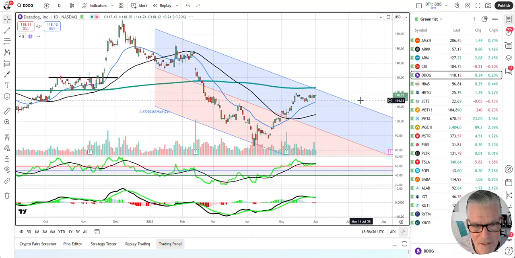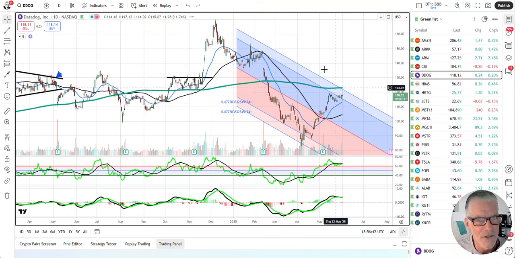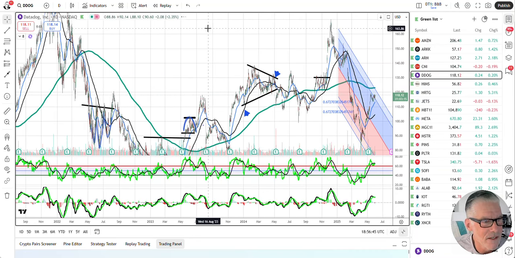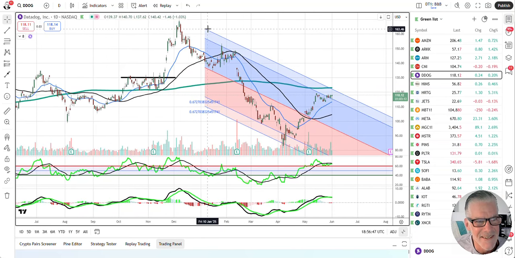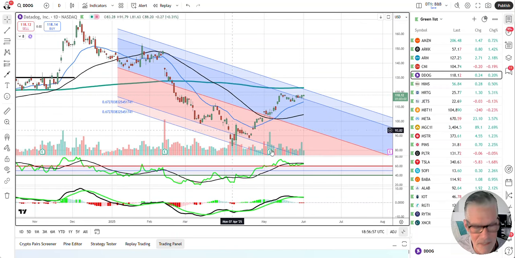Datadog, one of my favorite from years back, software company. I think it's going to have a resurgence. Your all-time highs are up here, isn't that right? No, it's not. That was a big move. Not all-time highs. Crash, crash, crash, crash, crash. Tariffs, tariffs, tariffs. And then we're into a recovery phase. You can kind of see an inverted head and shoulders or a cup and handle here.